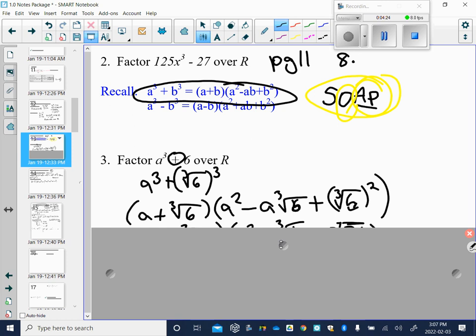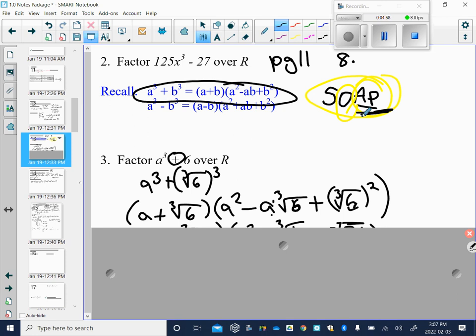Following the process, first of all, we take the cube root of the first term, a. We take the cube root of the second term, the cube root of 6. Remember, S in SOAP means same, so we have a positive. Then we take the first term, a, and we square it. So we have a squared. Then we have the opposite sign, negative, a times b, or a times the cube root of 6. Then the last term is always positive.